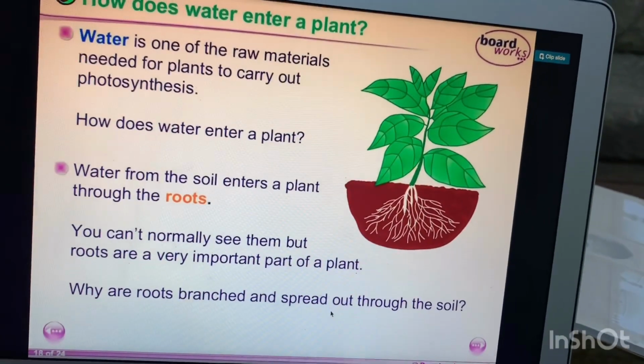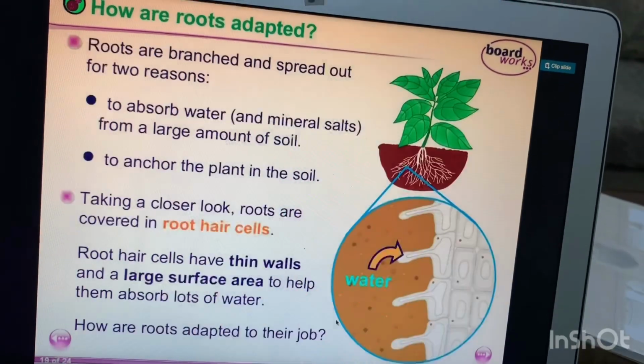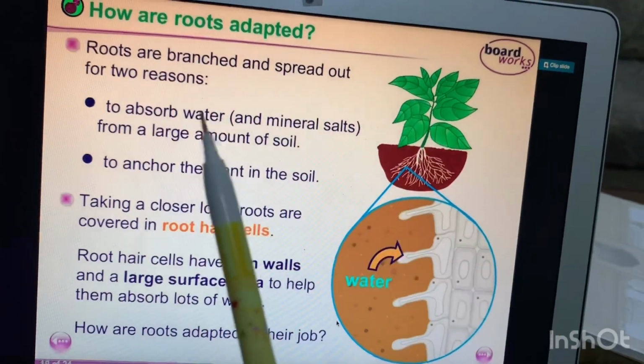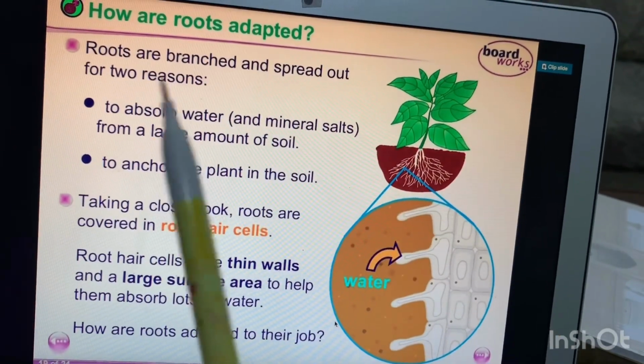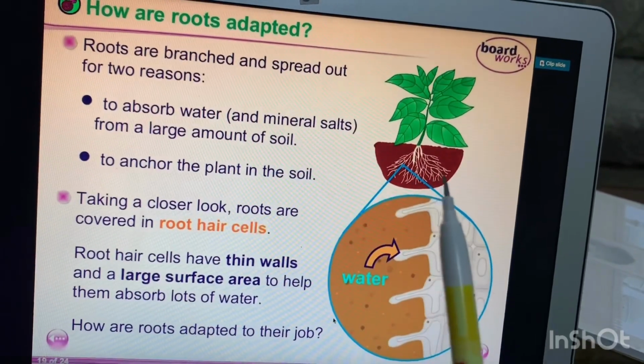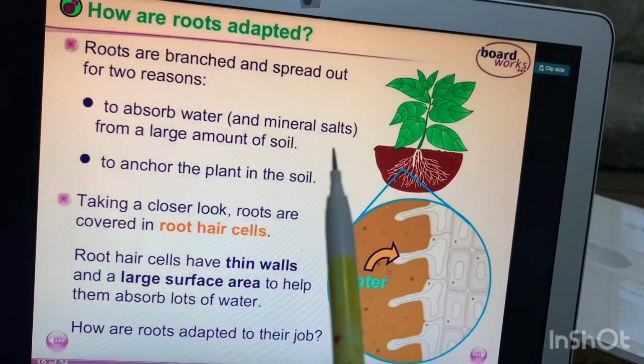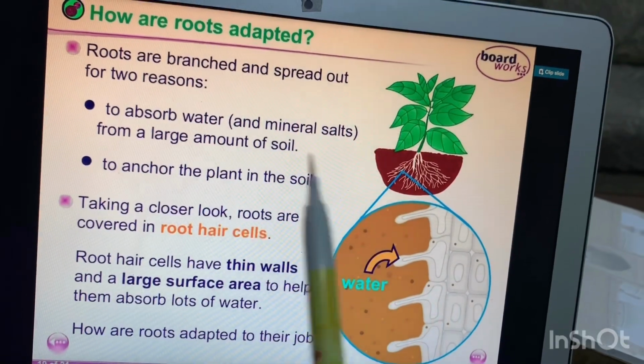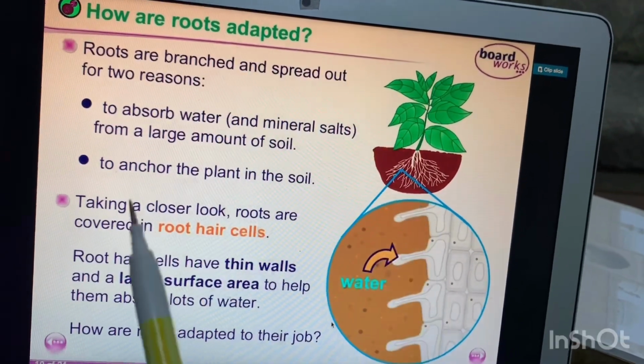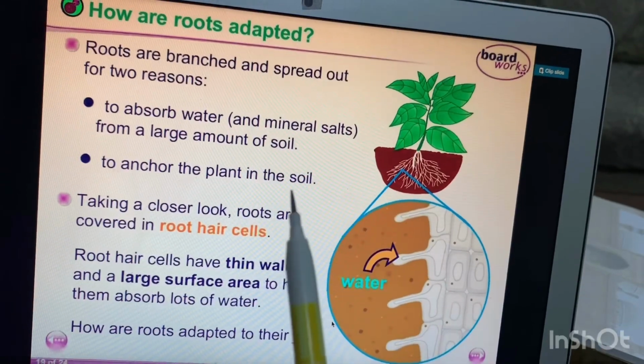Why are roots branched and spread out through the soil? Roots are branched and spread out for two reasons: to absorb water and mineral salts from a large amount of soil, and to anchor the plants in the soil.